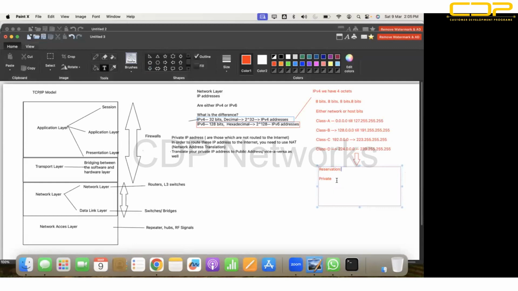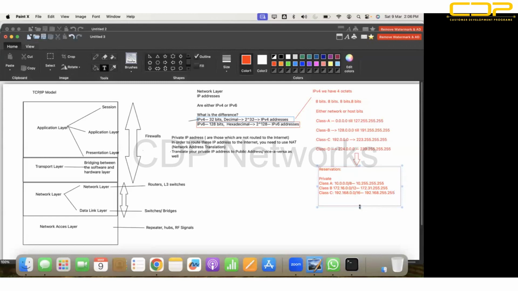Reservations, some of the IP addresses. Private, class A, somebody said it's 10.0.0.0/8 till 10.255.255.255. Class B, somebody said 172.16.0.0 to 172.31.0.0. Okay. Class C, 192.168.0.0/16 till 192.168.255.255. That was the part we were discussing.